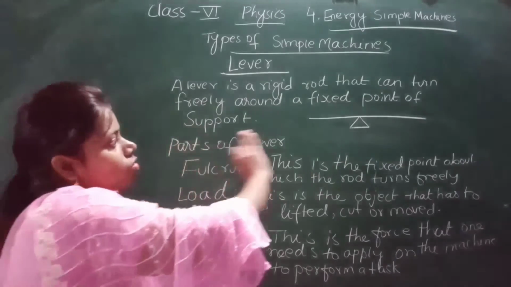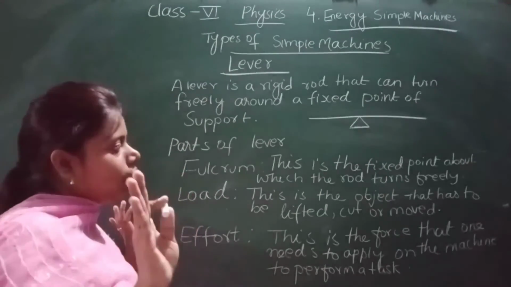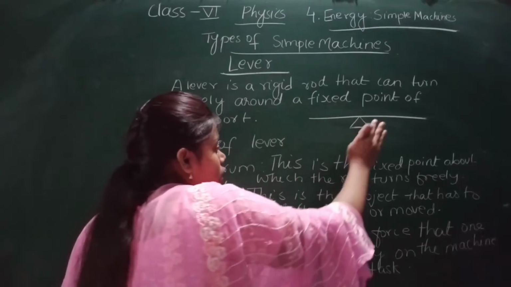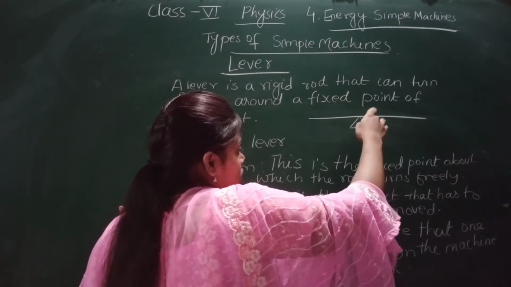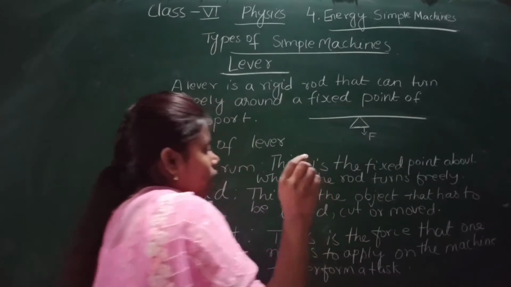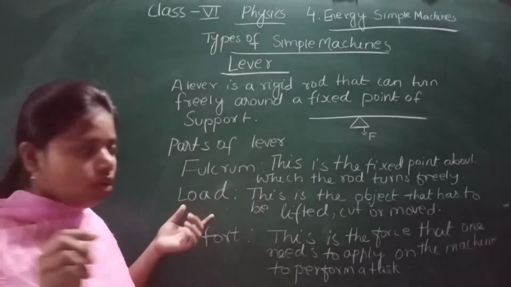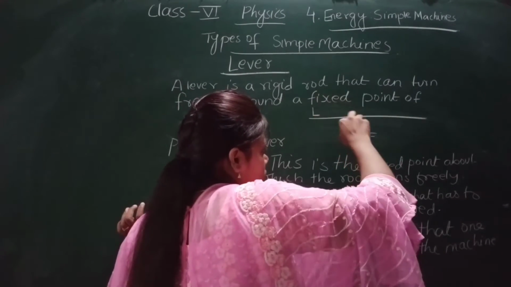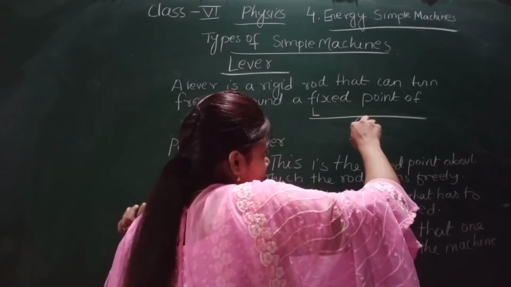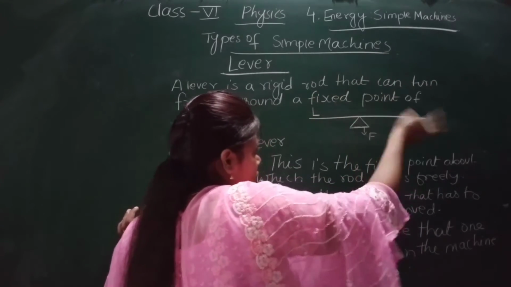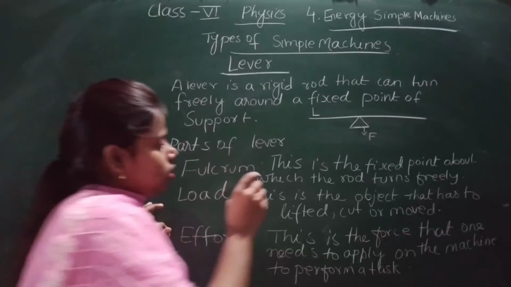A lever is a rigid rod. I made it. And fulcrum means what? It is a fixed point about which the rod turns freely. So this is the fulcrum. Now the second one is load. Here will be the load, wherever you want. In case this one is a first class lever, the fulcrum will be in the middle, and load and effort you can take on any side. And this one is the effort.